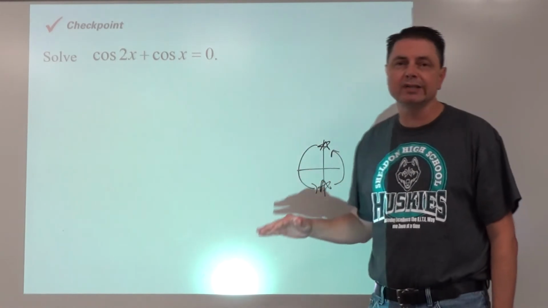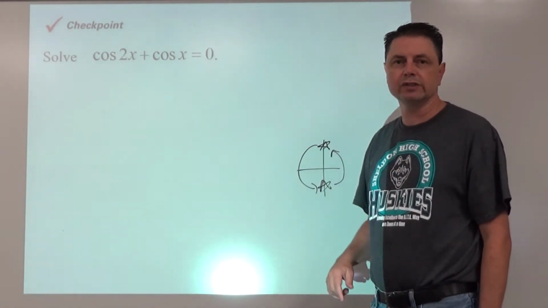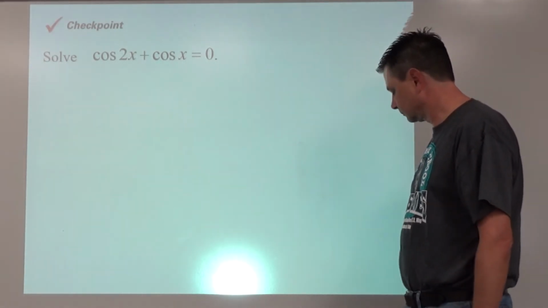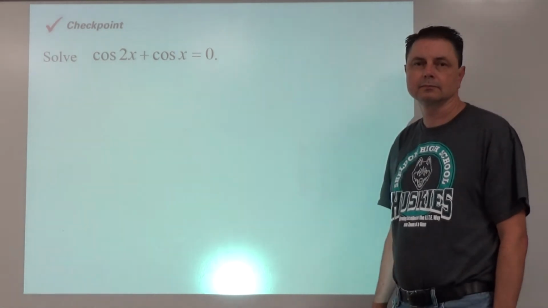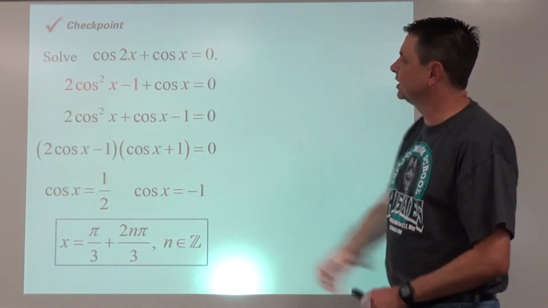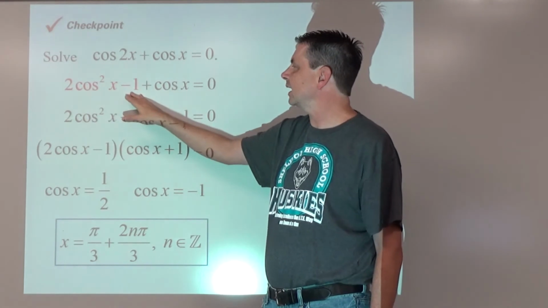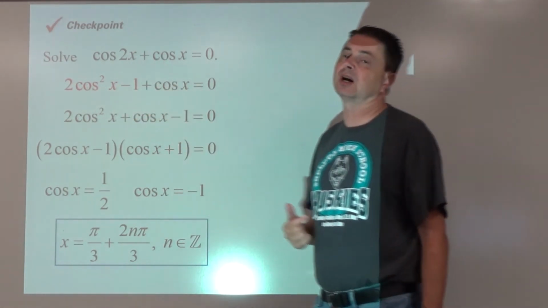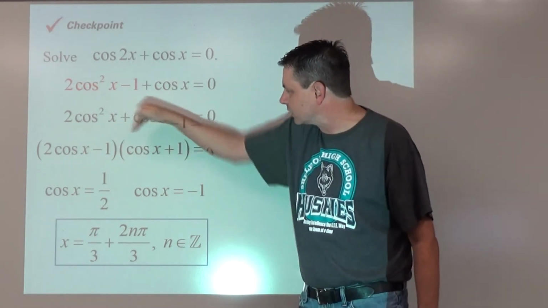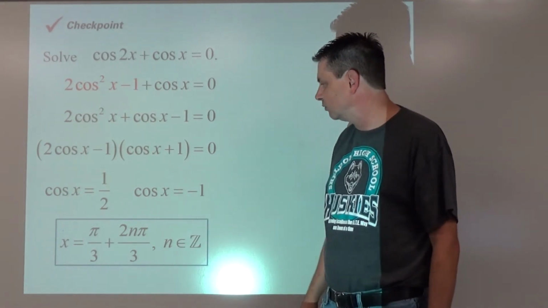Checkpoint, go ahead and pause here, see if you can solve this equation, and again, find all solutions. For the double angle of cosine of 2x, we could go 2 cosine squared x minus 1, since the rest of the problem was cosines. And then just reorder it, factor it. Cosine x equals 1/2, cosine x equals negative 1.